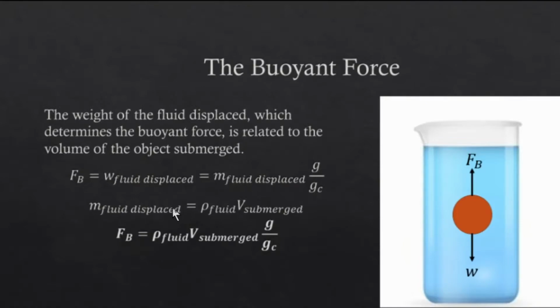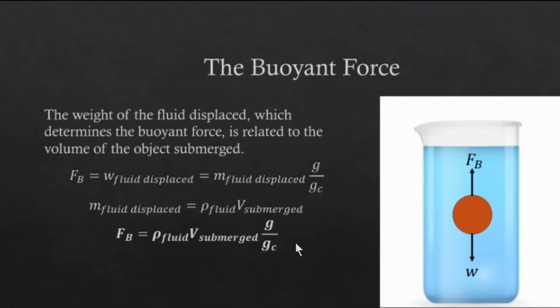The mass of the fluid displaced can further be defined in terms of its property, density. The mass of the fluid displaced is equal to the density of the fluid multiplied by the volume of the submerged part of the object. If the object is fully submerged, then the volume submerged is simply the total volume of the object. If it is partially submerged, then we have to determine how much of the object is submerged. Substituting the second equation into the first, we define the buoyant force as the density of the fluid multiplied by the volume submerged multiplied by g over gc.